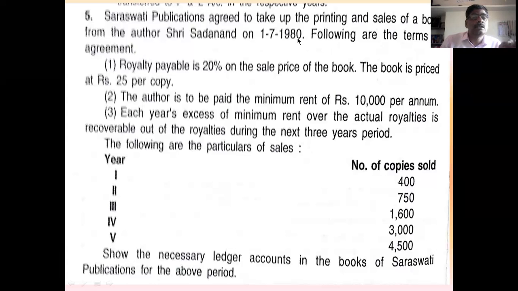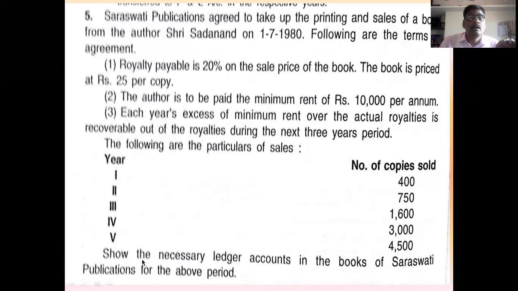1/7/1980 is the first year starting date. The agreement date is the starting date. This year ends on 30th June 1981. Next year, June is the year end. Like that, you have to take the year date instead of the year, and I'll take it in the chart.